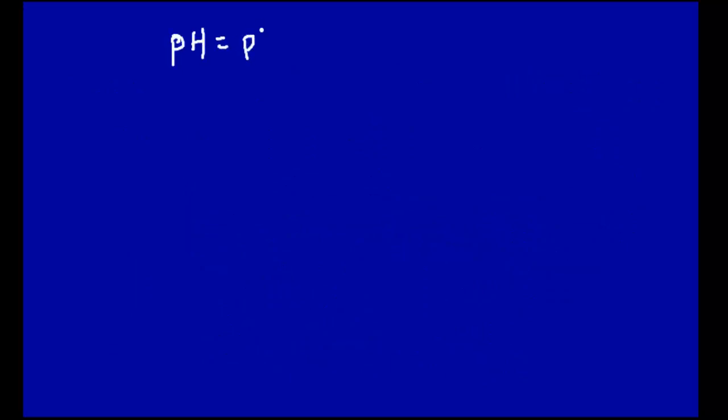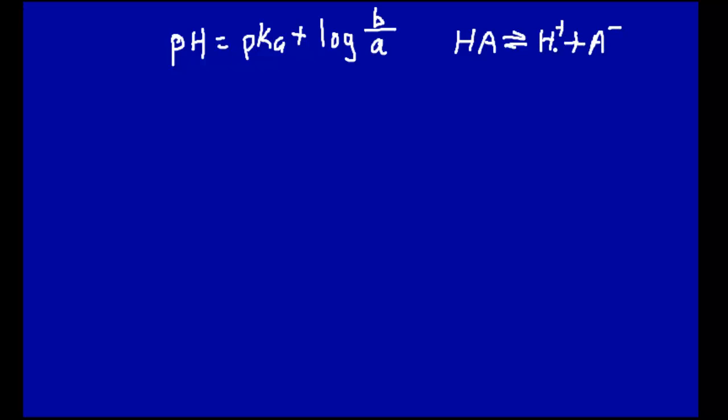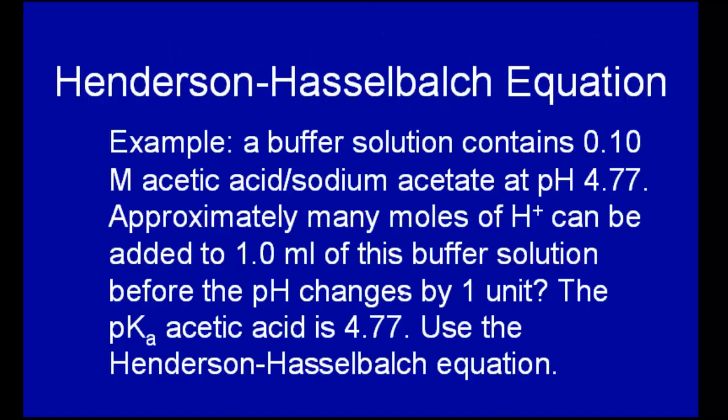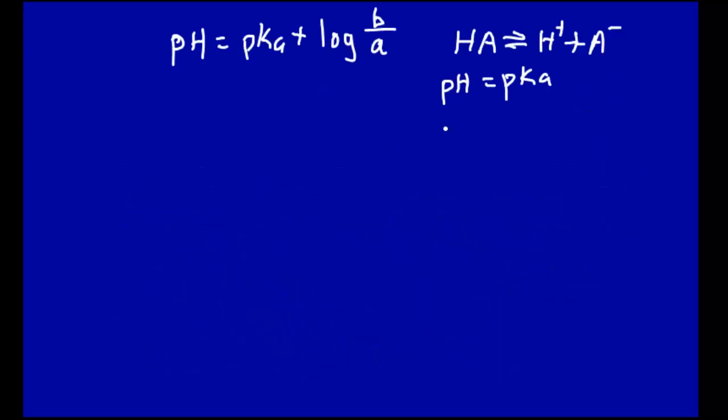pH is the pKa plus the log to the base 10 of the base form over the acid form. B is base, A is acid. The equilibrium we're looking at is HA, in equilibrium with H plus and A minus. And we have pH, in this case, is equal to the pKa. That's interesting. So pH is equal to the pKa. What this implies is that the concentration of HA at this pH is equal to the concentration of A minus, because when the pH equals the pKa, you're half titrated.